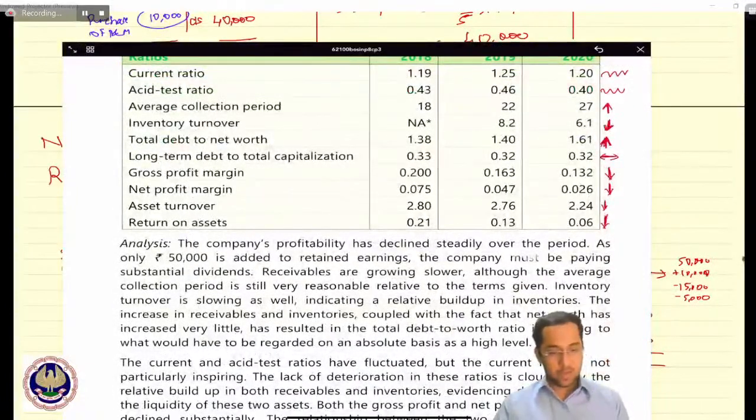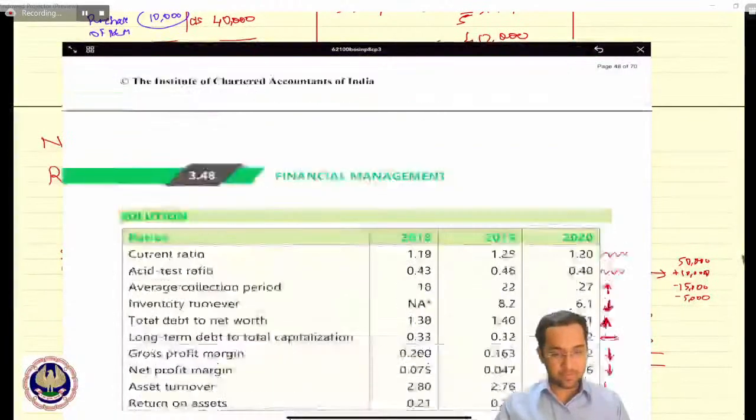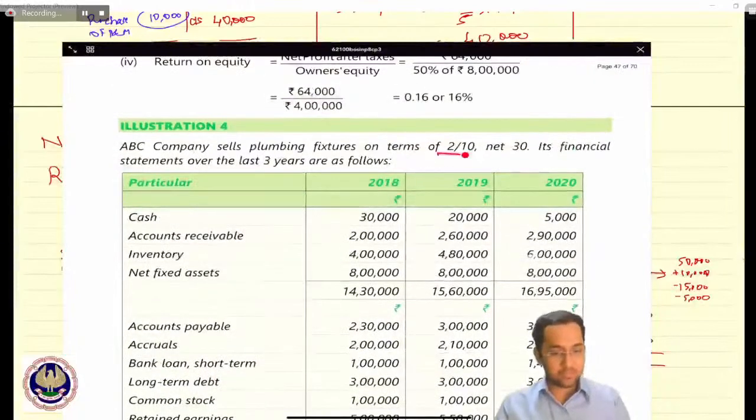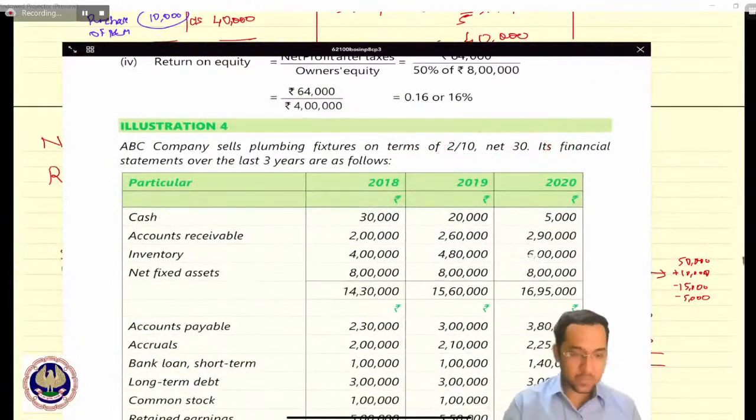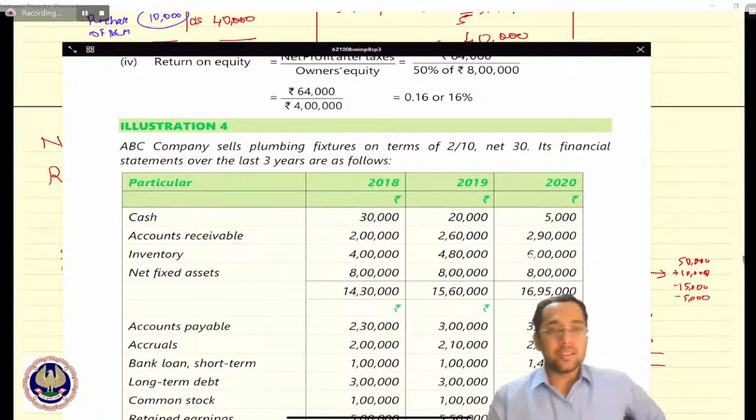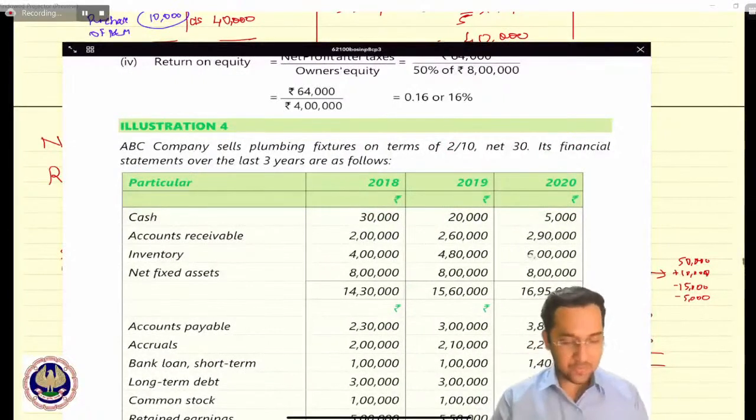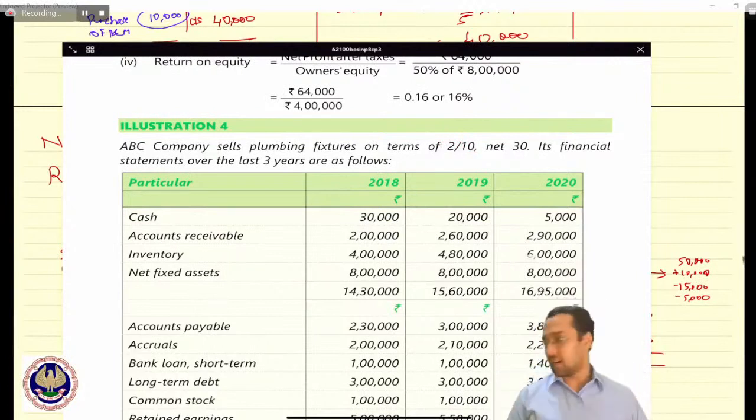Receivables are growing slower, although the average collection period is still very reasonable related to the terms given. Now, to the terms given, what is this term? 2 by 10 net 30. 2 by 10 net 30 simply means that we are offering a 2% discount to our debtors if they pay within 10 days. If the debtors are able to pay within 10 days, then they'll be given a 2% discount.